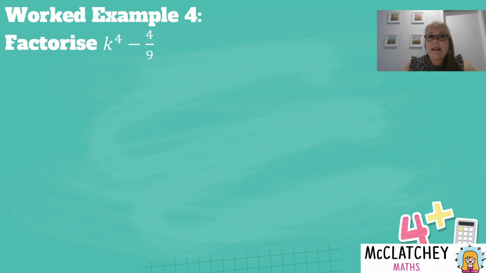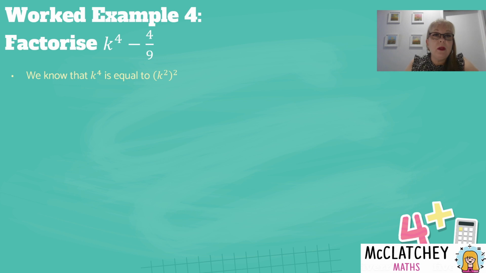And our final example today looks a little bit more complicated again. This time it's not squared, it's to the power of 4, and I've got myself a fraction here. You might be thinking, my goodness, what am I going to do now? Well, once again, this is where your index laws are really handy, because you would recognize that k to the power of 4 is actually k squared, in brackets, squared. So once again, we've got ourselves a squared number.